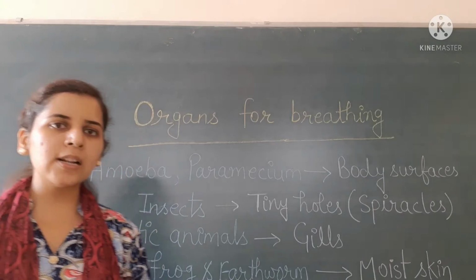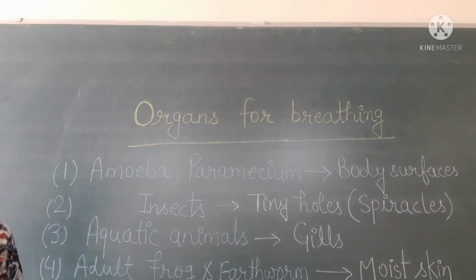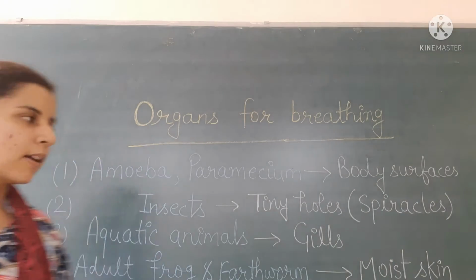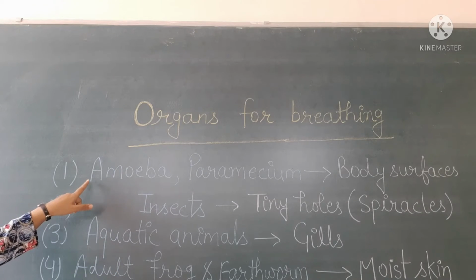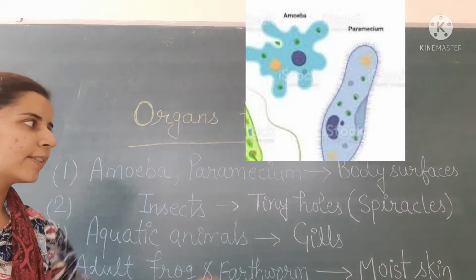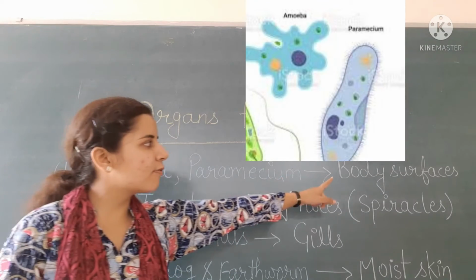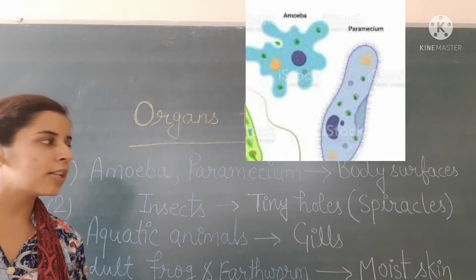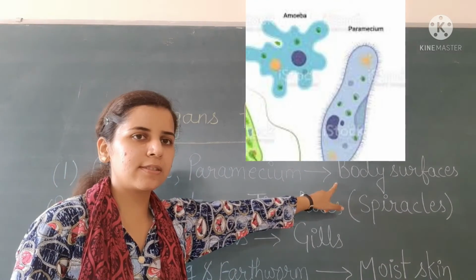So different animals use different organs for breathing. Like tiny organisms like amoeba and paramecium. So how do they breathe? They breathe through their body surfaces. They take in oxygen through the body surfaces.